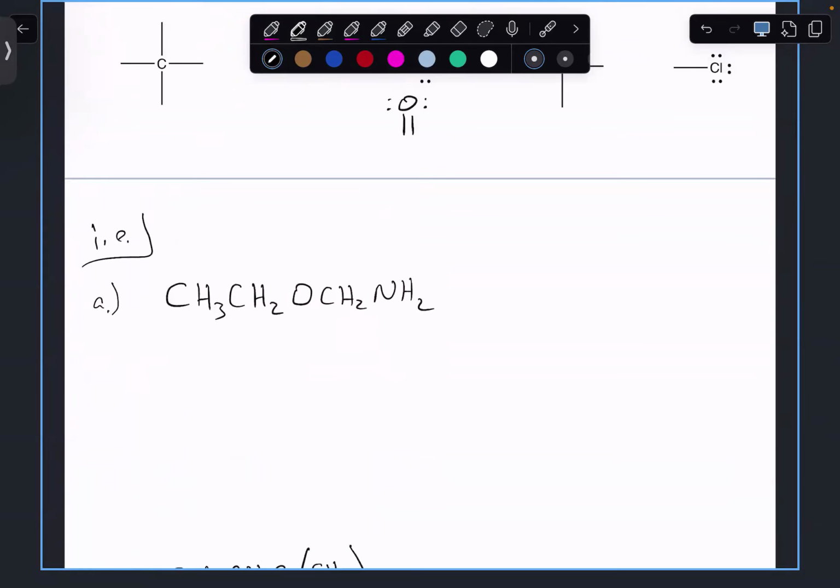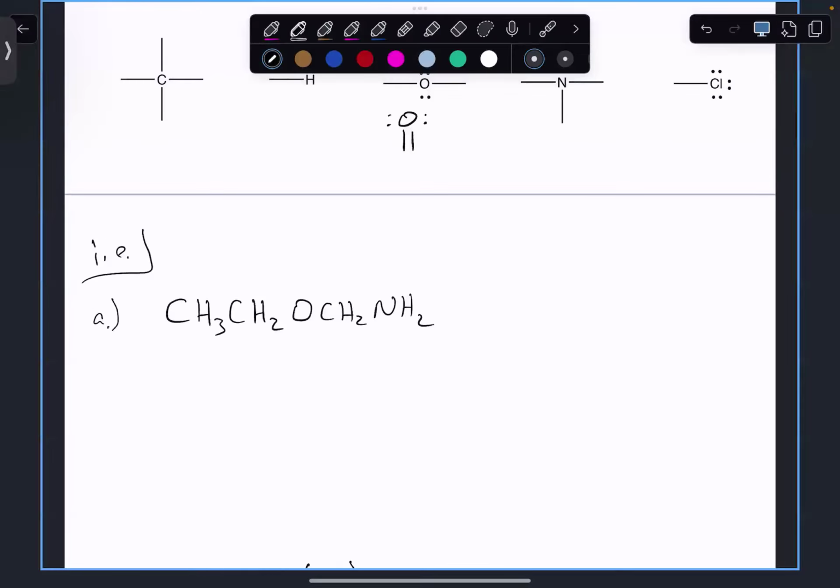Let's do some practice with that. You can draw out the Lewis structure of something like this. By the way, this is what we refer to as a condensed structural formula. So we've got all of the atoms in the right order. We just haven't drawn in the explicit bonds. Go ahead and translate that. Take this condensed structural formula and turn it into a real Lewis structure.